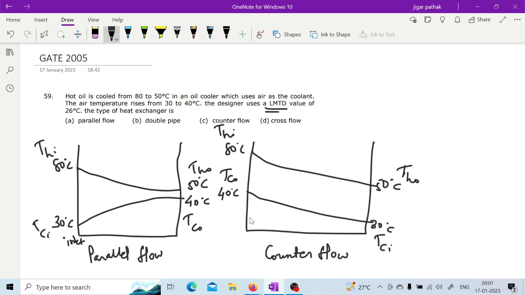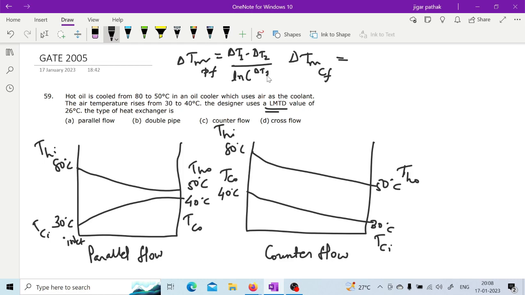Yes, sir. So once you have this clear idea, then you can calculate that delta T1 at inlet and delta T2 at outlet in both the cases, and you can calculate delta Tm for parallel flow and delta Tm for counter flow. You know delta Tm is delta T1 minus delta T2 upon ln delta T1 by T2, right? You know.